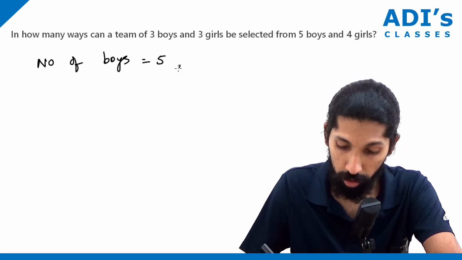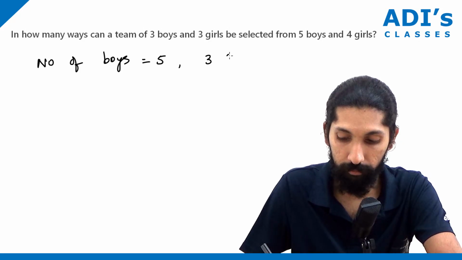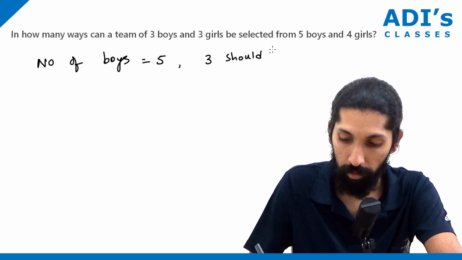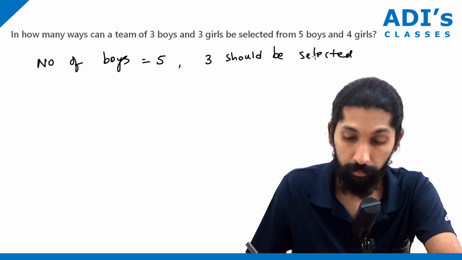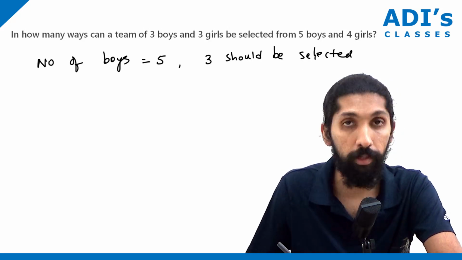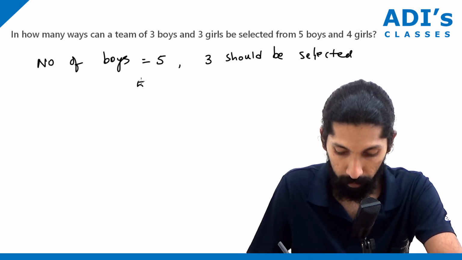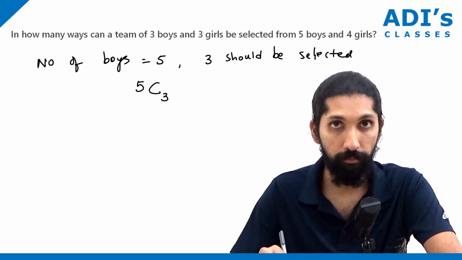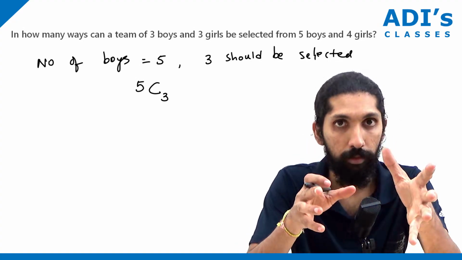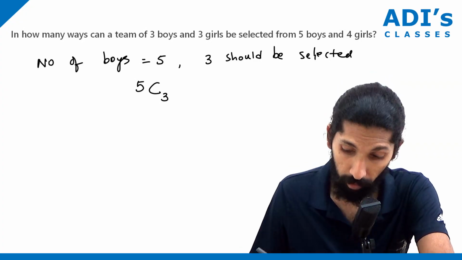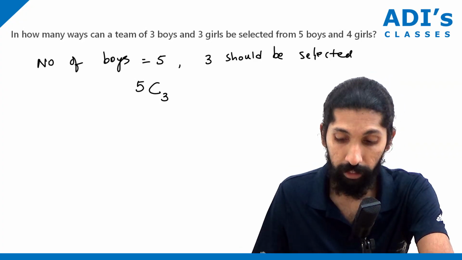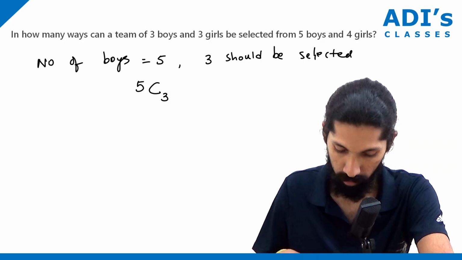Of which 3 should be selected. So, how do you use combination? 5C3. Out of 5, we are selecting 3. Same way, out of 4 girls, we need to select 3.